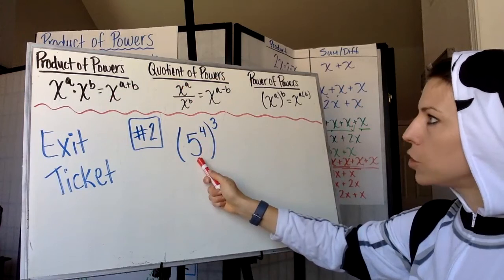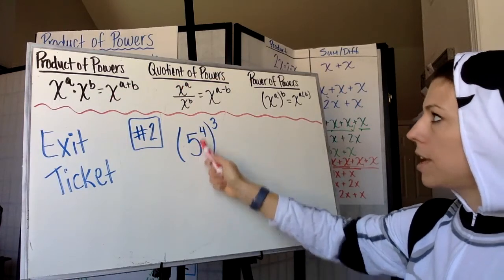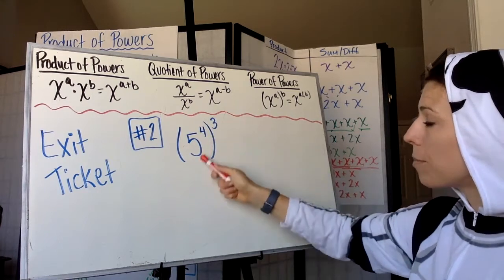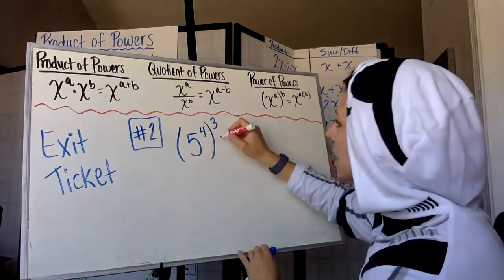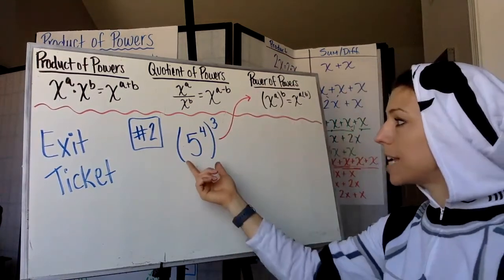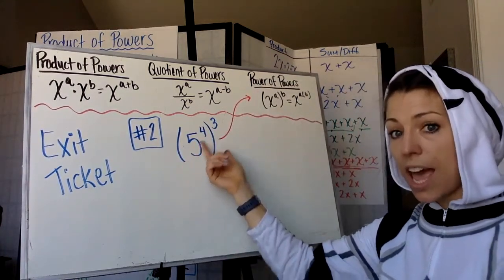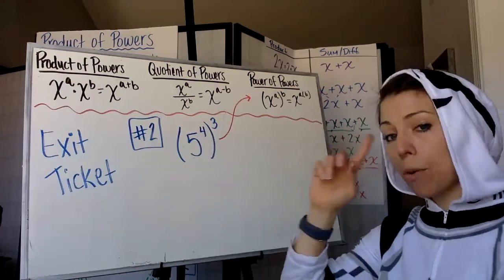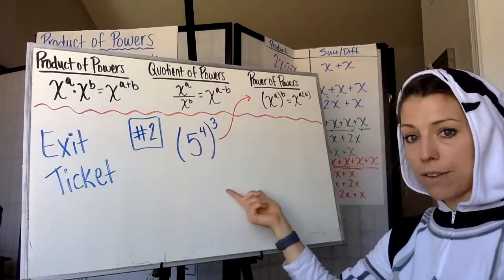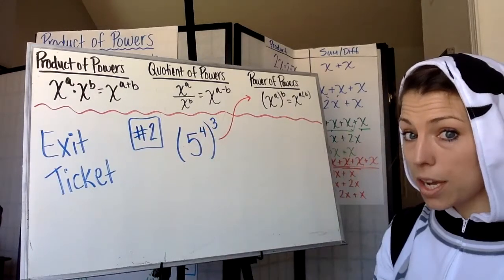Now, which of these 3 properties can I use? Am I multiplying 2 powers here? No. Am I dividing powers here? No. Am I taking a power of a power here? Yes. So this is an example of power of powers. That means I'm taking 5 to the 4th power and I'm multiplying it by itself 3 times. So remember, if you're going to expand it, it would be 5 to the 4th times 5 to the 4th times 5 to the 4th. But we're going to use the shortcut.